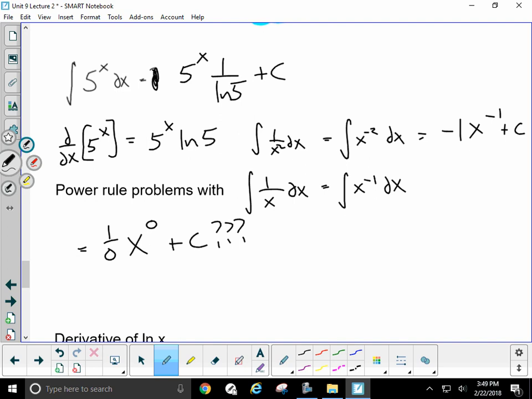But this is not true, okay? The power rule does not work for x to the negative first. It works for every other exponent of x: fractions, negative 2s, any negative value, any positive value. It works for every other one except for x to the negative first. So write that down. Power rule does not work.